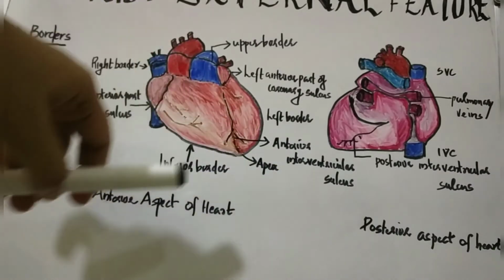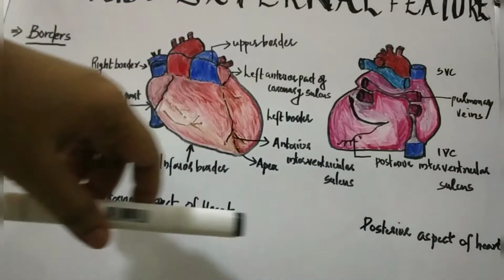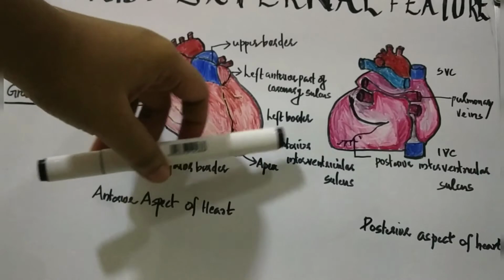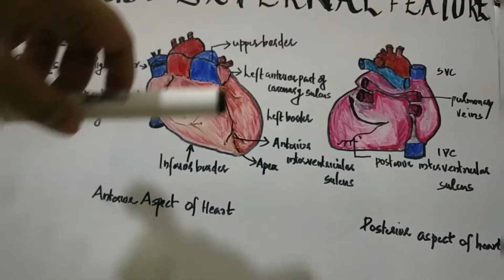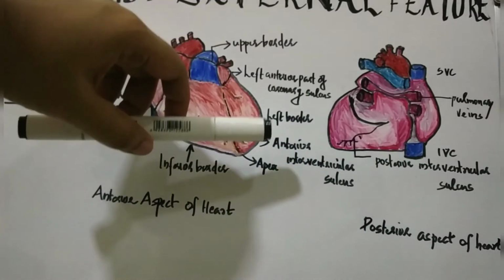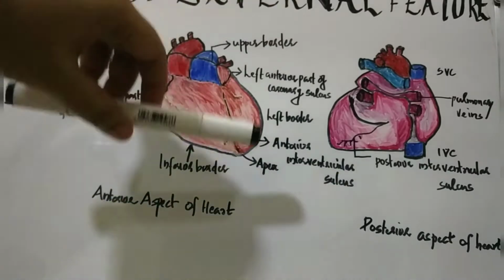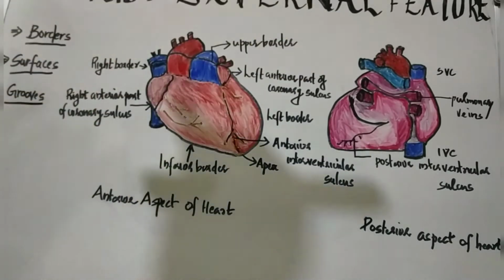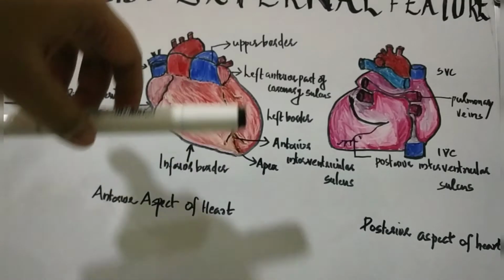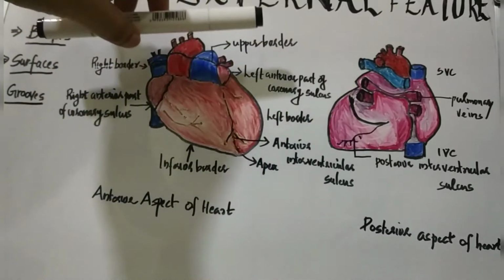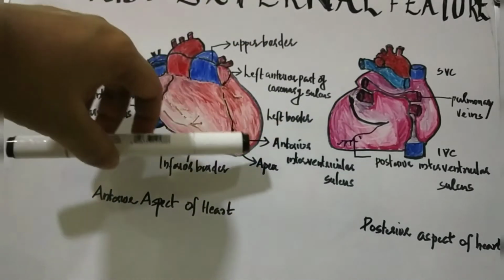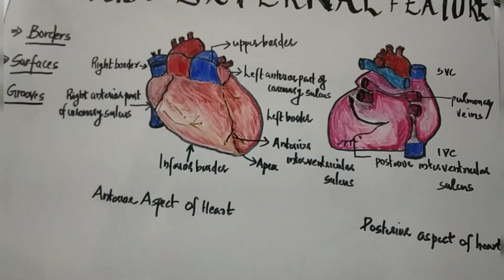Next is the apex. It is formed by the left ventricle. It is directed downwards, forwards and to the left, and it is located in the 5th intercostal space, 9 cm away from the mid-sternal line and just medial to the mid-clavicular line.